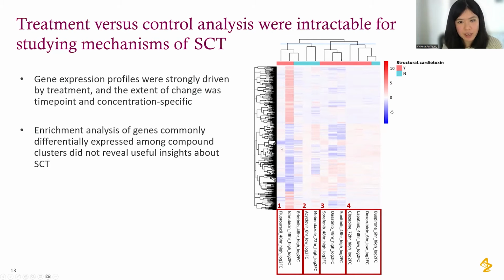In the rows, we have about 4,000 genes, which were significantly differentially expressed in at least one of these treatments compared to control. But when we do the clustering and we just draw a line to identify 4 different clusters, we can see the compounds don't really cluster by structural cardiotoxicity. Furthermore, when we looked at the differentially expressed gene groups in each of these clusters, the enrichment analysis didn't really tell us anything useful about SCT. So in the end, this approach didn't really work very well for us.